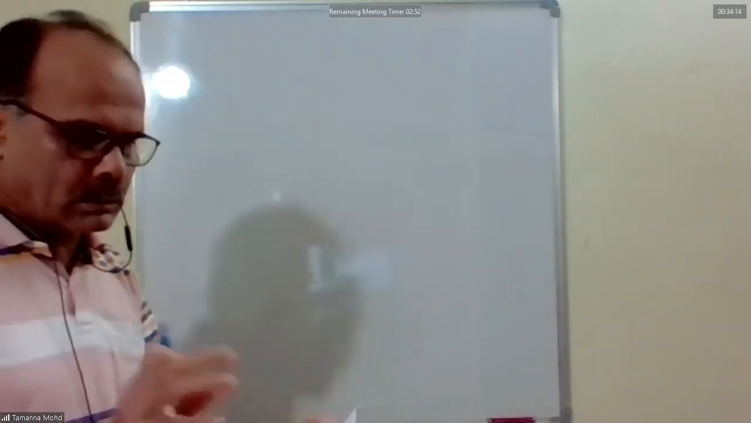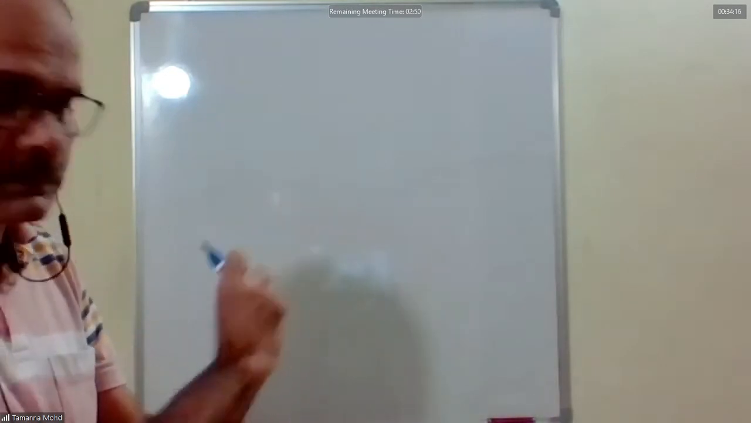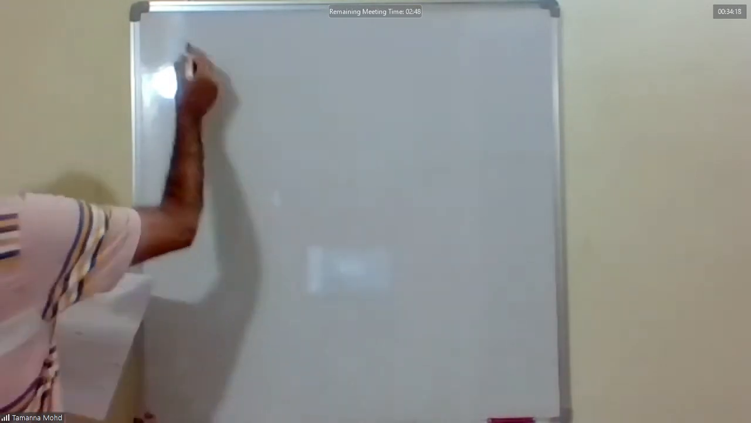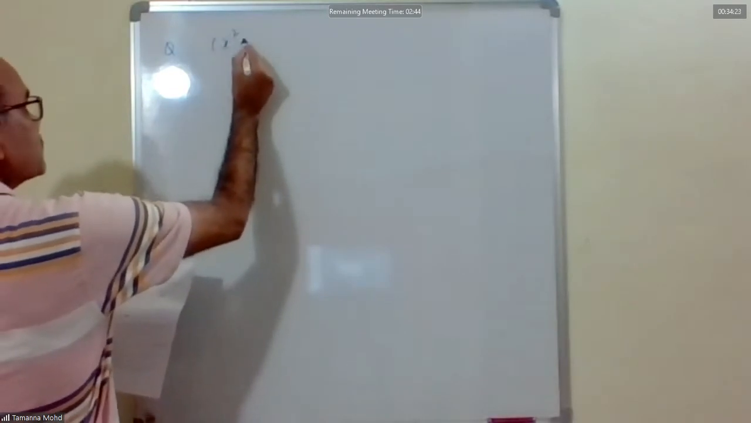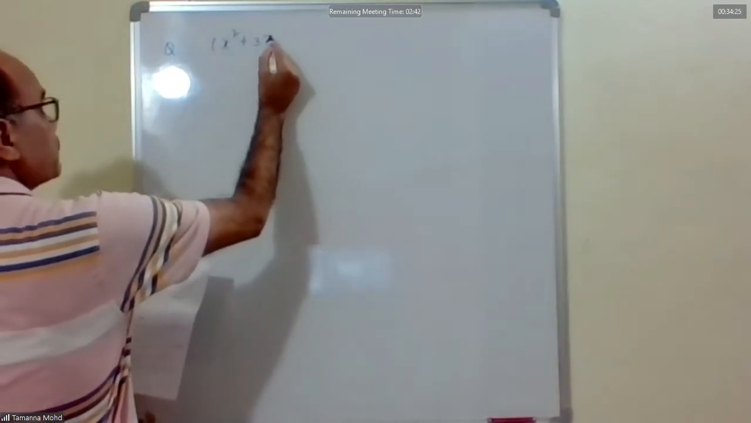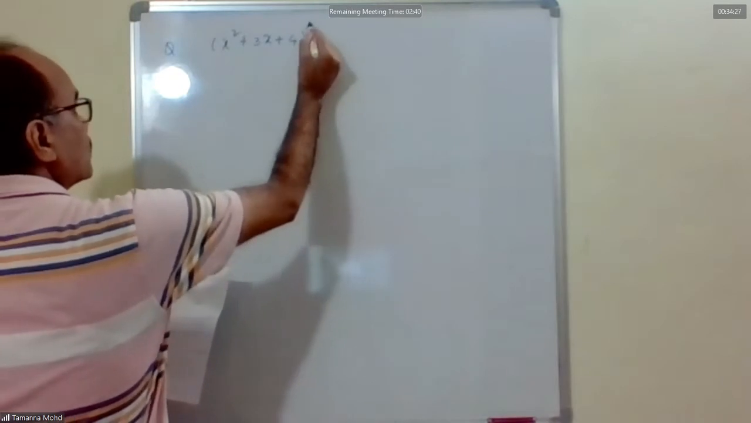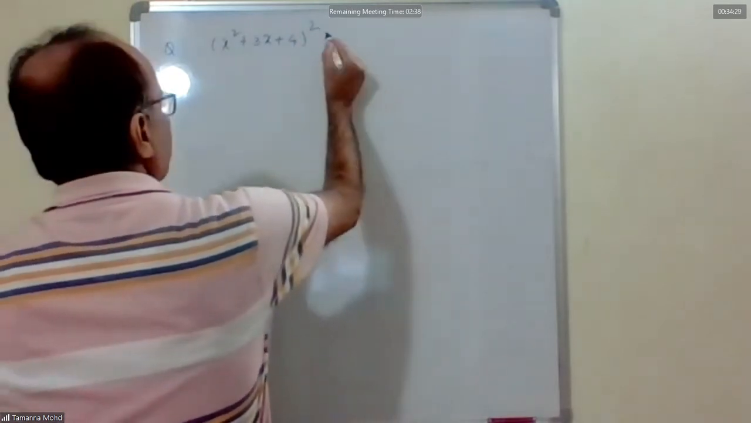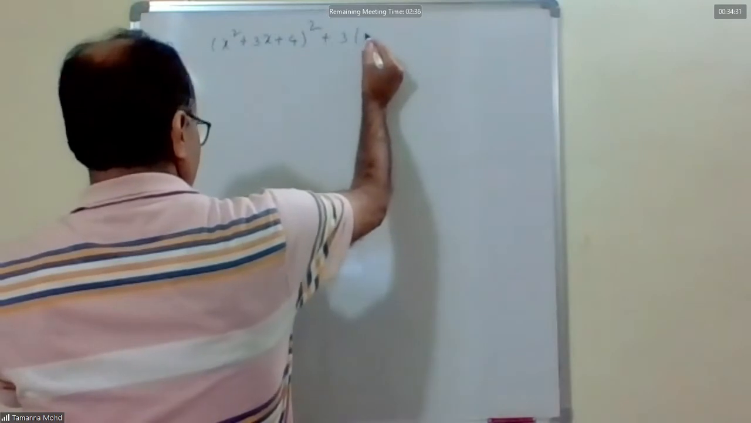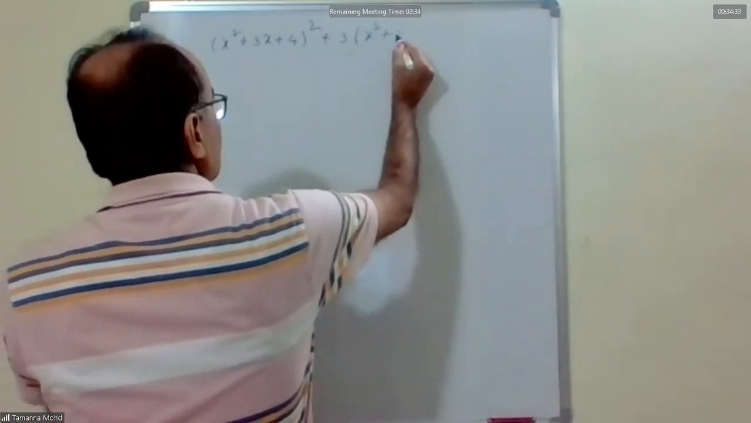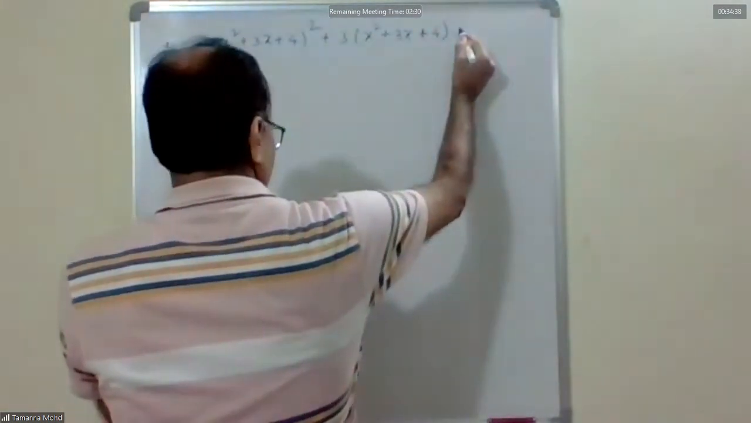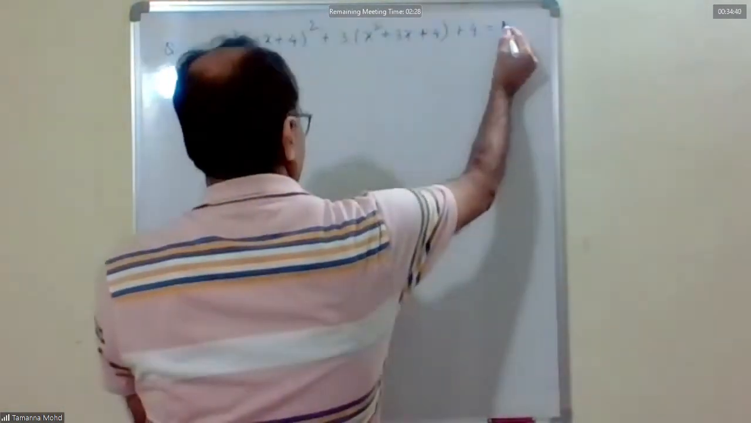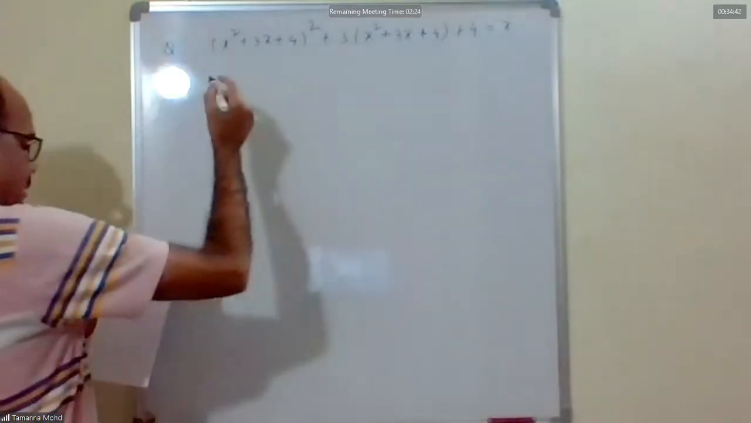Just one small concept I want to explain here, so that's why I'm giving you this question. (x square plus 3x plus 4) whole square plus 3 times (x square plus 3x plus 4) plus 4 equals x. Find the number of real roots.